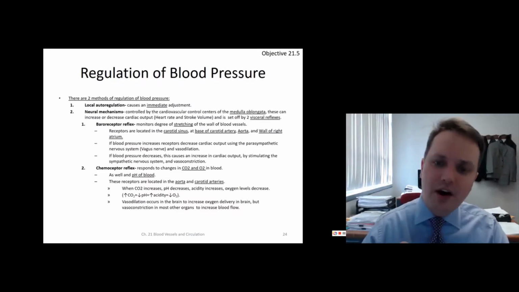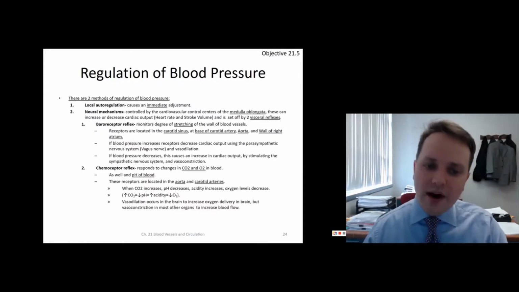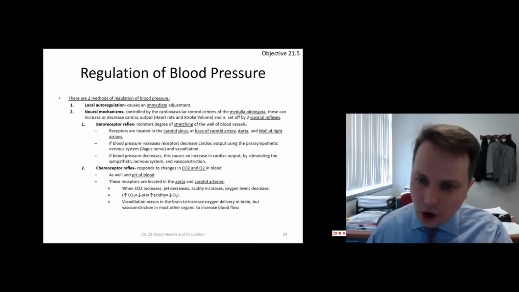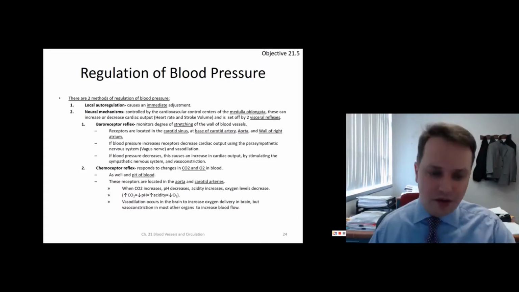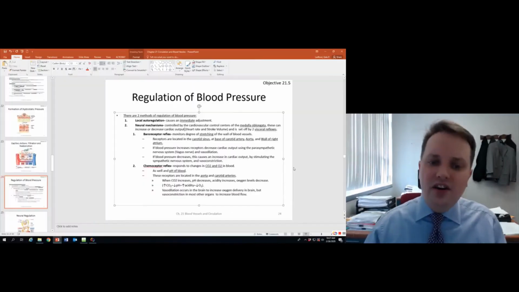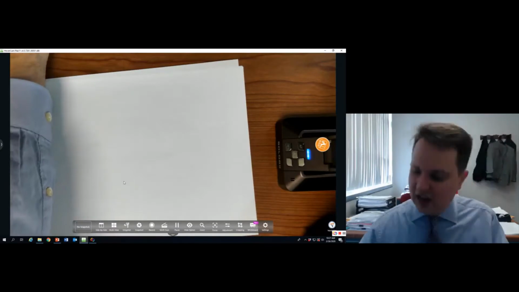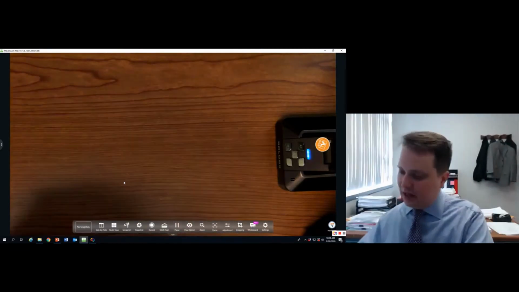They monitor stretching. Now, where do we find them? Let's explain this a little bit. These guys monitor stretching of blood vessels. They're in what's called the carotid sinus. They're at the carotid artery, in the aorta, and the wall of the right atrium. Now, they monitor stretching, and I'm going to explain how this works a little bit.